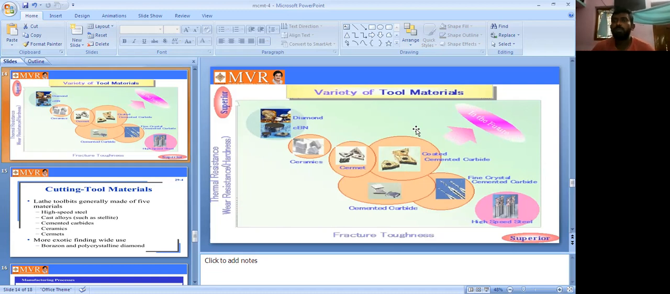Totally, machining is one of the machinery processes, and the tool is very important. Based on the tool, we remove the metal from the workpiece. These kinds of materials are used to manufacture the tool. Then the tool will perform very well.